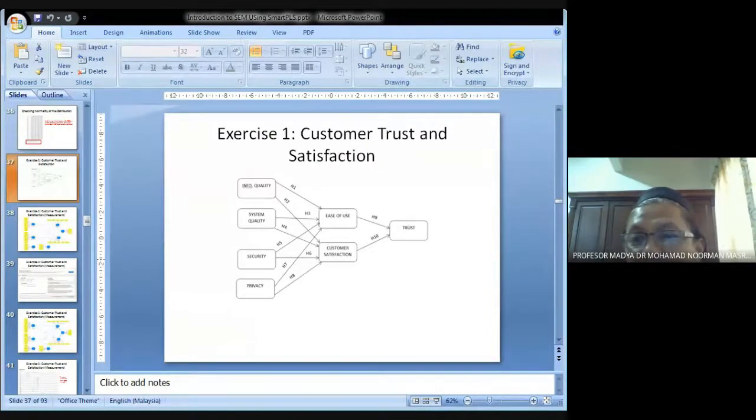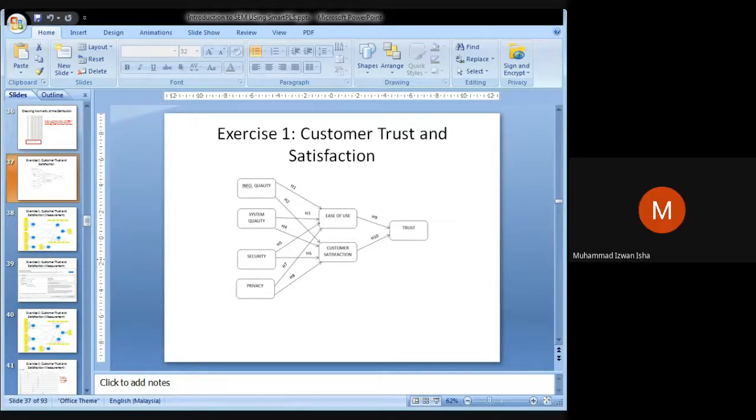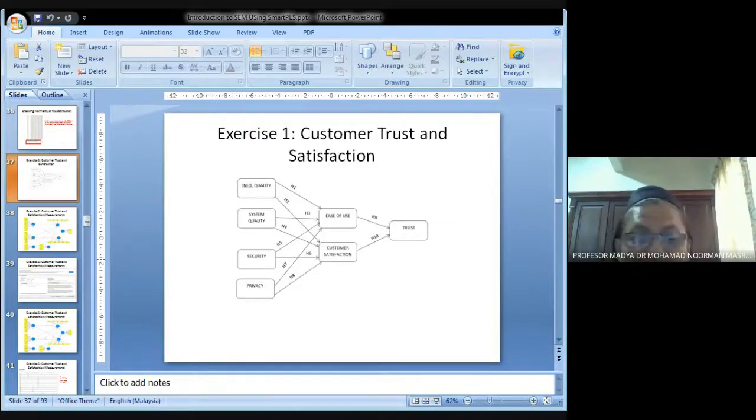I think I should ask a question here just to check your understanding. Can we have Muhammad Izwan Ishak? Yes. Tell me, what is the research objective number 3 for that particular framework? How do you write it? Yeah, research objective number 3. How do you write?